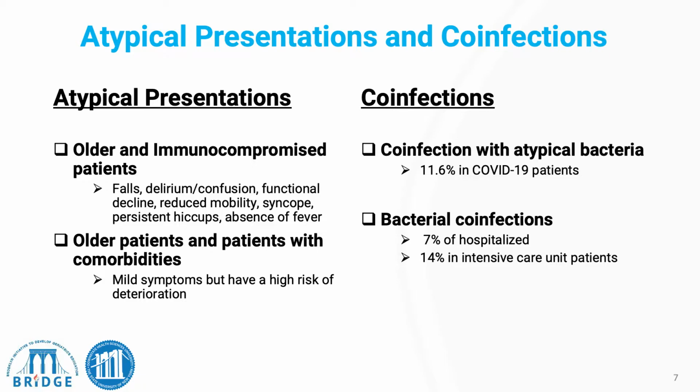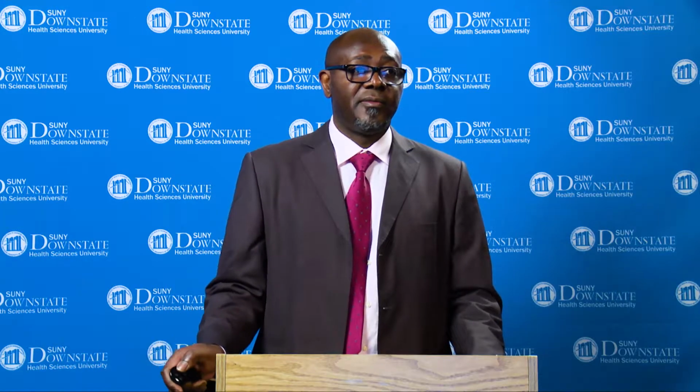So 11.6% of COVID-19 patients might present with a superimposed bacterial infection, and so we have to note that. In hospitalized patients, 7% might actually have a bacterial co-infection. And 14% of those in the intensive care unit with a positive COVID disease might also have a bacterial co-infection. So you have to keep this in mind. When their COVID test is positive, we might also watch out for a superimposed bacterial infection.